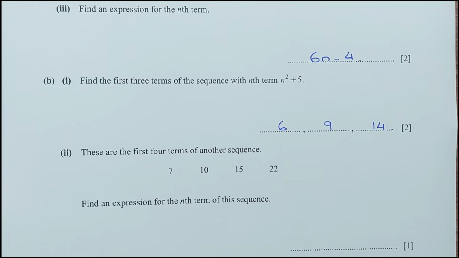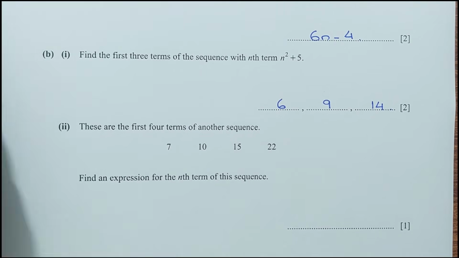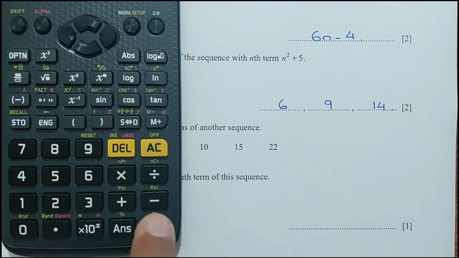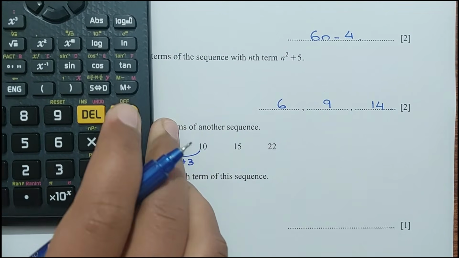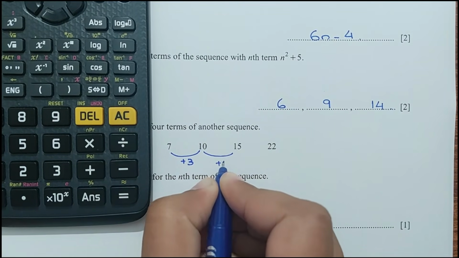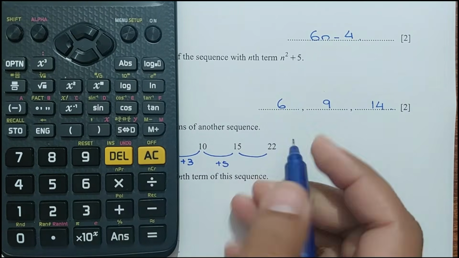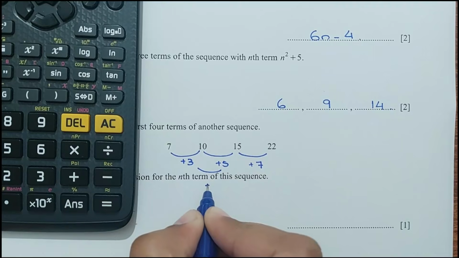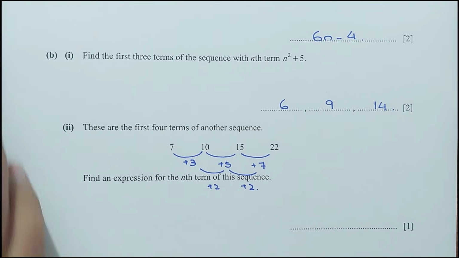Okay, now these are the first 4 terms of another sequence. Find an expression for the nth term of this sequence, right? So let me find out the first difference. 10 minus 7 is 3. In 7 add 3, we will get 10. In 10 adding 5, and in 15 and 22 adding 7, right? And the second difference is just add 2 and add 2, right? So the second difference is constant. It means it's a quadratic.